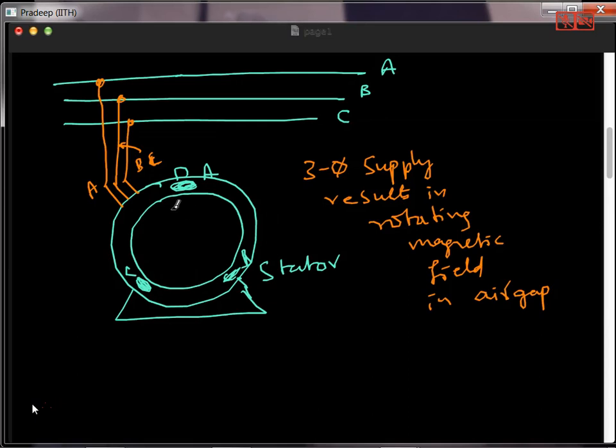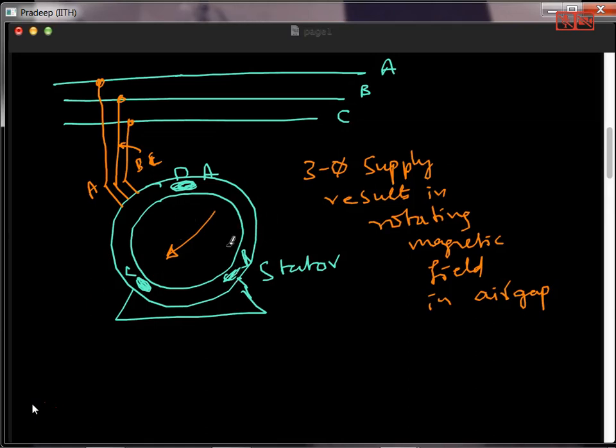What is the direction of the field? Let's say the direction of the field is like this. This is the North Pole, this is the South Pole, and the magnetic field is going downwards. But this is not a stationary magnetic field, it is a rotating magnetic field. After a while the magnetic field will rotate and you will get this direction. I'll write only one: this is Fs, the magnetic field of the stator, with North Pole on this side and South Pole on this side.